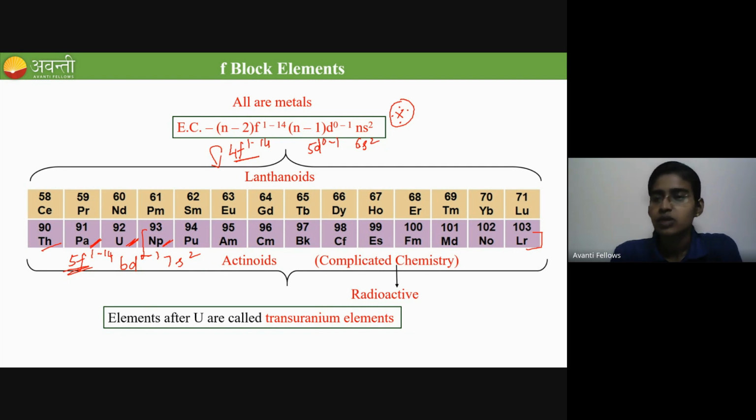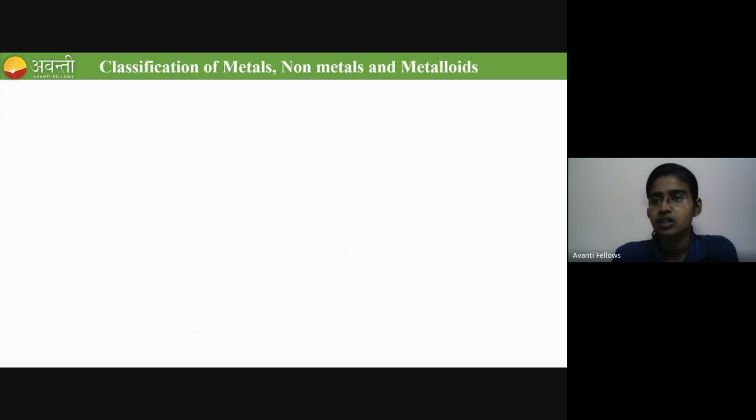So that's all about the informations related to blocks, that is s block, p block, d block and f block. Okay. Now I will move on to the classification of metals, non-metals and metalloids. So they are also there in the periodic table only, right? So first let's start with the metals.